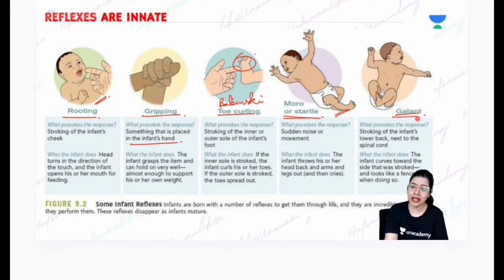Now, Galant reflex is basically when the spine is stroked. Imagine the baby is placed like this and the spine is being stroked. The child will basically lift its head like this. I hope my bad drawing is helping you understand properly. The child will basically raise the hand whenever they're being stroked. These reflexes are important and they show that the child has sensory function in all of the body. This confirms that the child's whole body is functioning, they are able to sense, and they are able to respond to whatever stimuli we give. These are some basic reflexes.